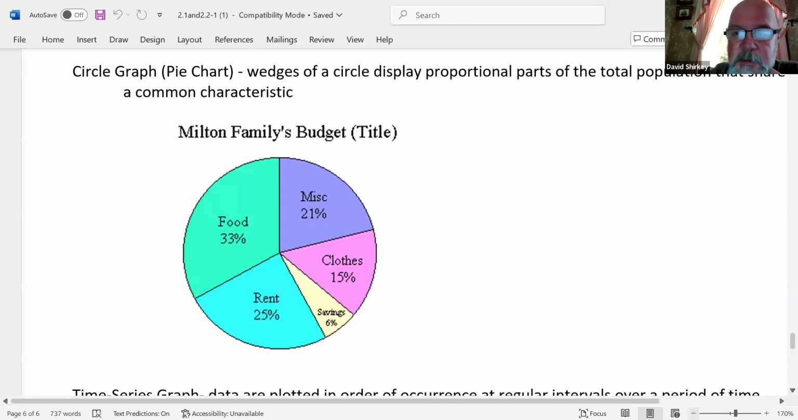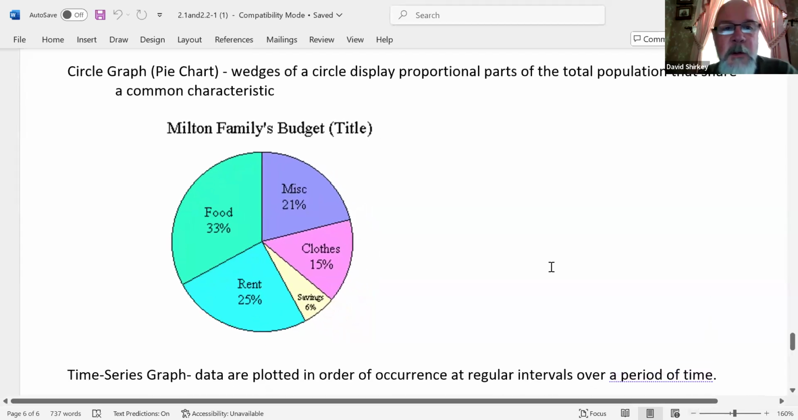And everyone's seen something like this, a pie chart or circle graph. The wedges of the circle display proportional parts of the total population that share some common characteristic. This one I just pulled off the internet looking for a pie chart that I could actually make big enough to read. This is the Milton's family budget. I have no idea who the Milton family is. Anyway, these are easy to read. So their budget, 33% of their money is budgeted to food, 25% to rent, and so on. Down here, 6% to savings, right? But it has to add up to 100%.